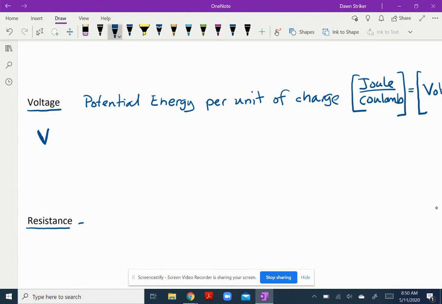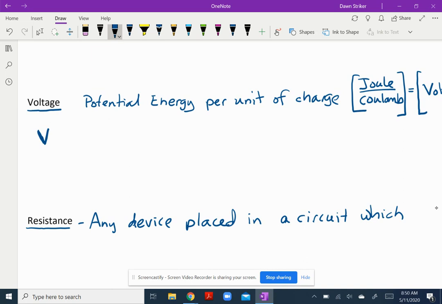And so resistance is, in the analogy of water, it would be like having some hair in your drain that was slowing down the flow of water. In your arteries and your veins, it's kind of like having too much plaque in your arteries, and so your blood doesn't flow very easily. So resistance is any device placed in a circuit which slows the flow of current.